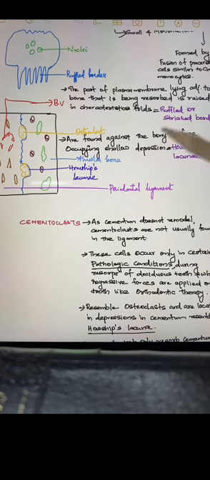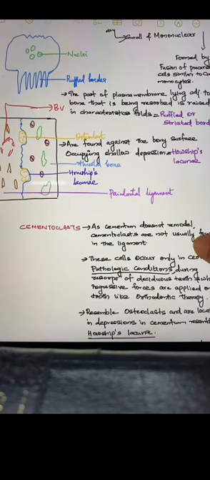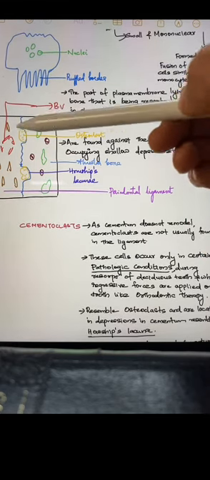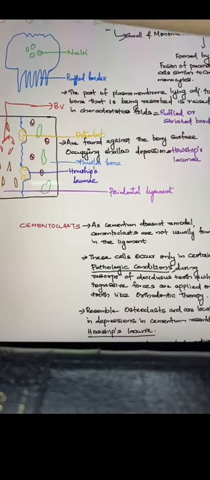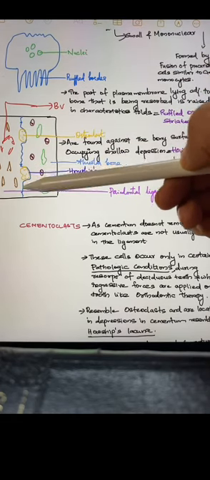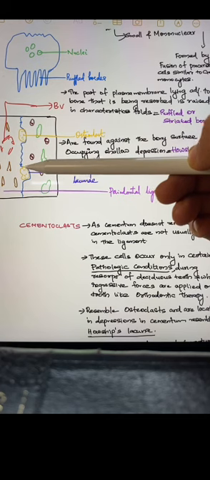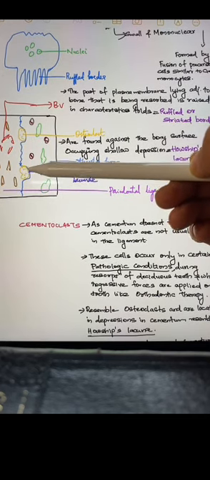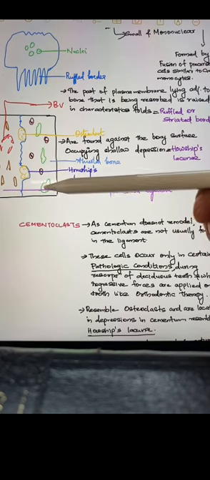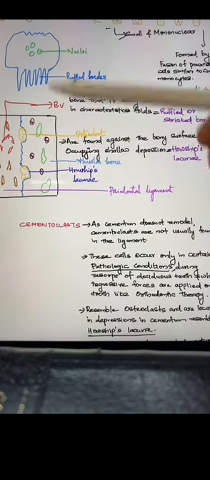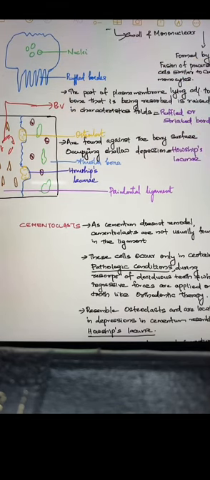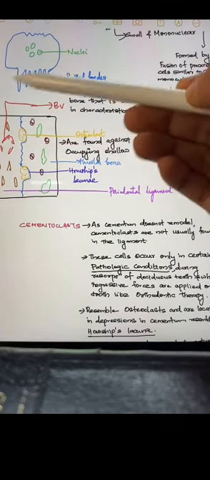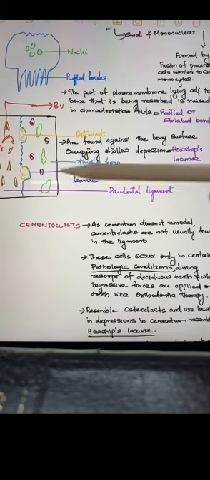These cells are found against the bony surfaces, occupying shallow depressions. This is known as Howship's lacunae. So this is the osteoclast, and this is the Howship's lacunae, a shallow depression. This is the ruffled or striated border. This is the blood vessel, the osteoclast, the alveolar bone, and this is the nuclei of the osteoclast.